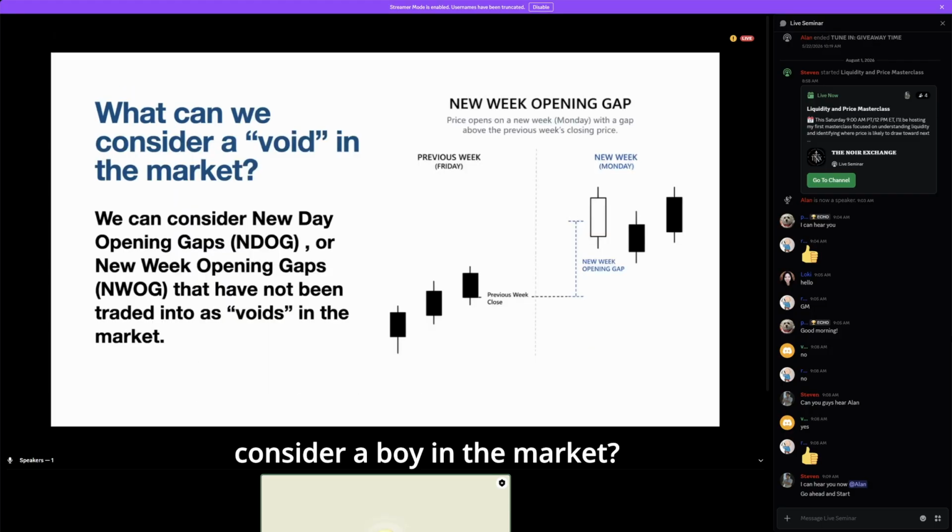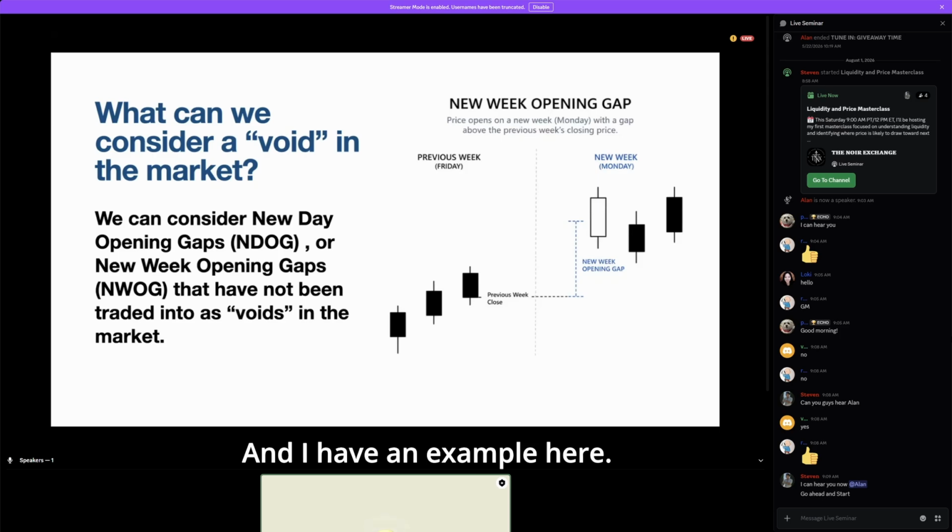So what can we consider a void in the market? We can consider new day opening gaps or new week opening gaps that have not been traded into as voids in the market. So the new day opening gap is, I'm sure you guys know, when the market closes at one price and then gaps overnight up or down and just leaves a big gap in the candles. Same thing with the new week opening gap, when something crazy happens over the weekend and we gap up or down and leave a big void. It's like no candles traded to or anything.